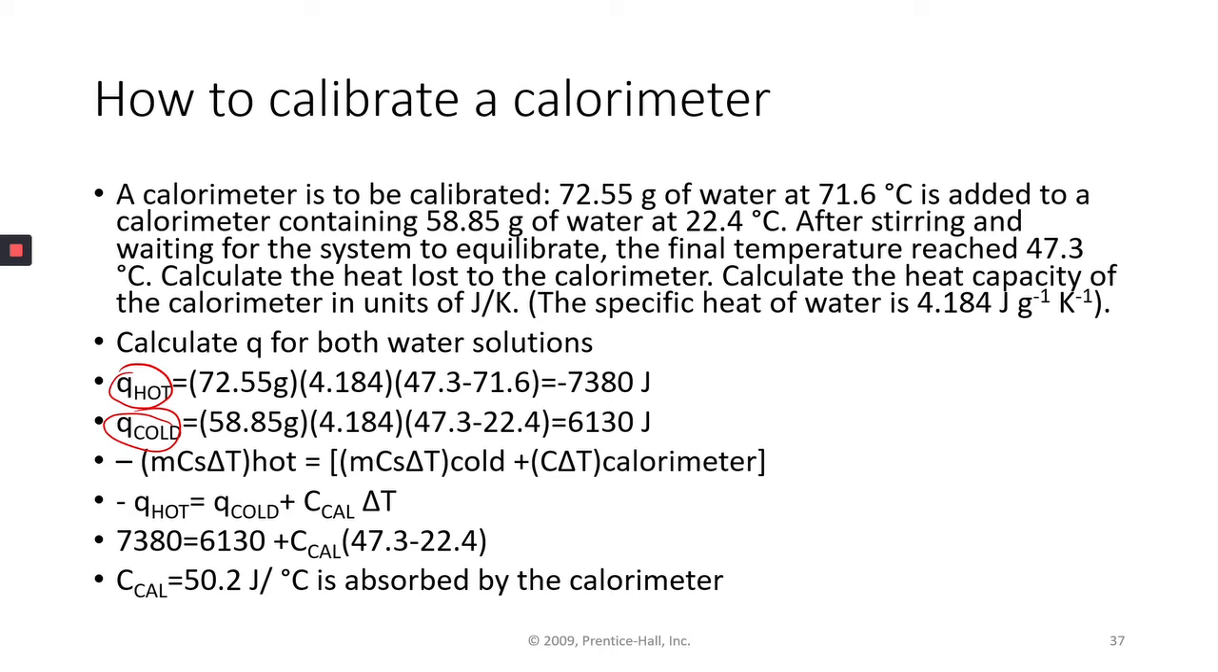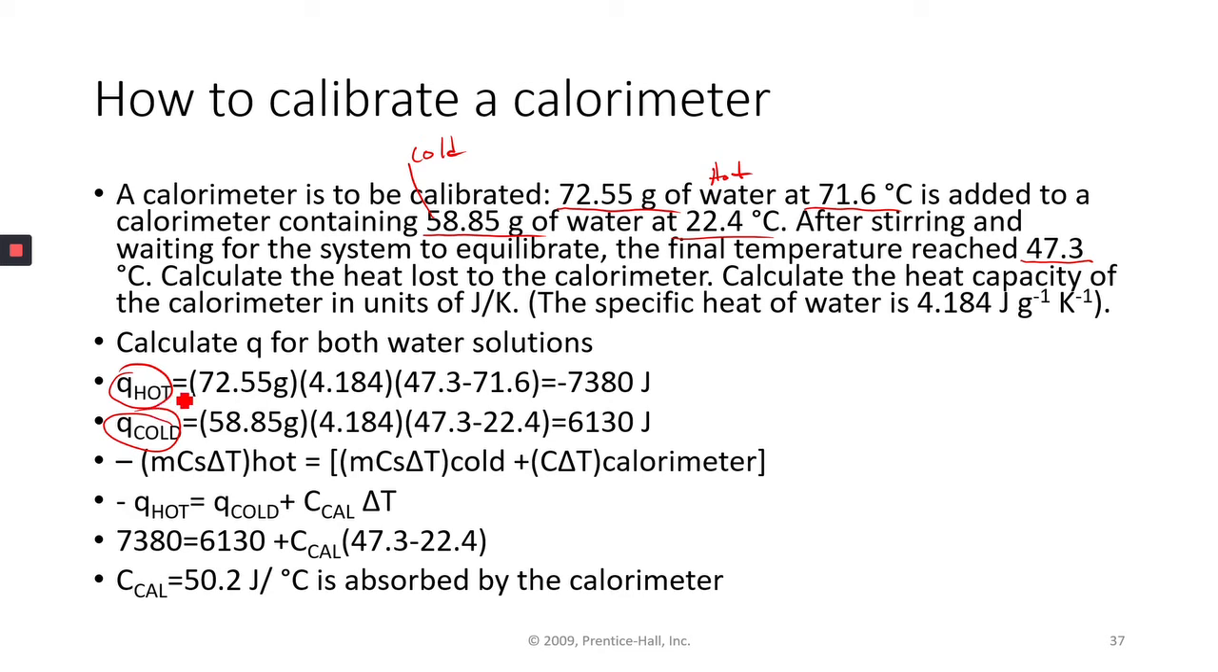So here we're calibrating a calorimeter. We have 72.55 grams of water at 71.6. So this is going to be our hot water. You add it to a calorimeter that had 58.85 grams of water at 22.4. So this would be our cold. You stir it, you wait for it to reach its final temperature, and the final temperature it reaches is 47.3.